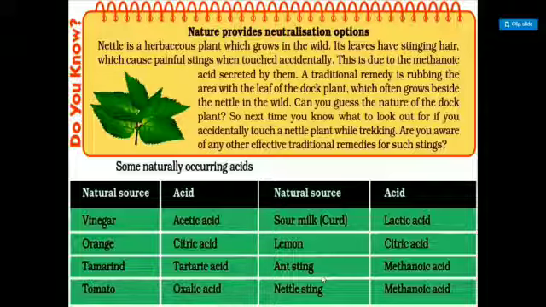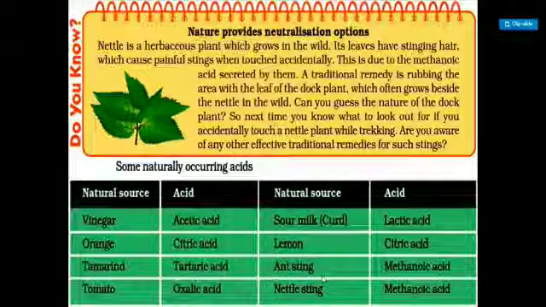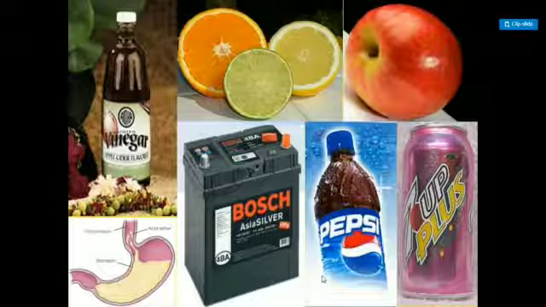Think about it. Here some natural sources and acids are given: vinegar, orange, tamarind, tomato, acetic acid, citric acid, oxalic acid, sour milk, lemon and sting, nettle sting, lactic acid. These are all natural sources of acids. Examples are given here, you can see.